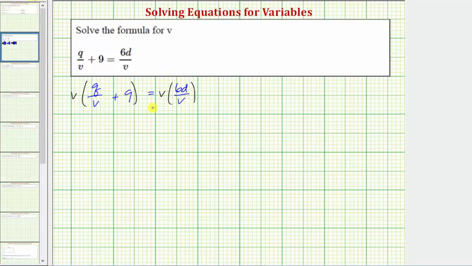Let's go ahead and show each product. So we have v times q divided by v plus v times 9 equals v times 60 divided by v. And for the products involving a fraction, let's write v as a fraction with the denominator of 1 here and here. And now before multiplying, we'll simplify out any common factors between the numerators and denominators.